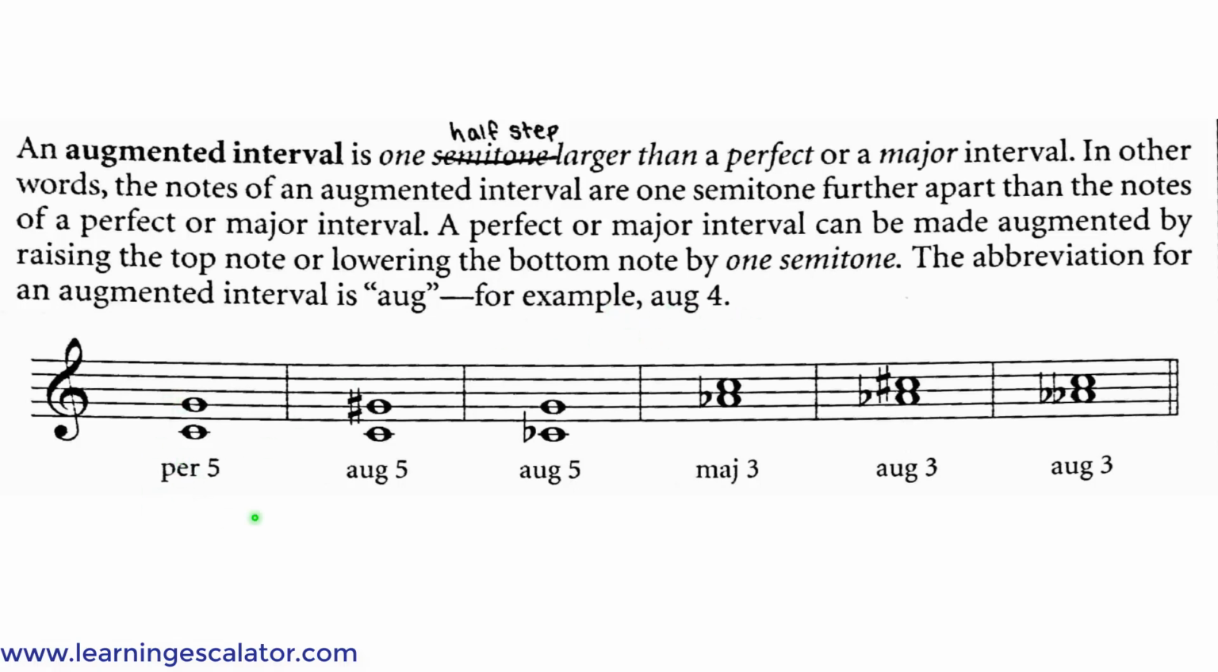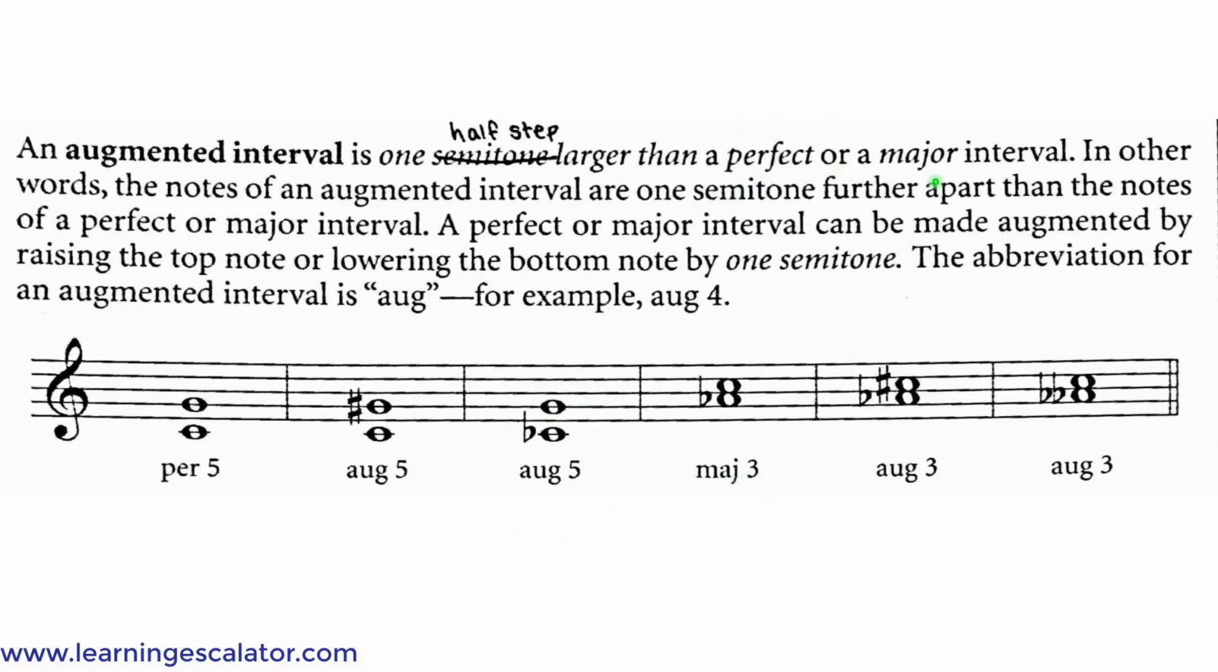So this is a perfect fifth. An augmented fifth, you could raise the G, which is the top note, so it would be C to G sharp. That's an augmented fifth. Or you could lower the bottom note, which is C, so it's C flat to G. That's also an augmented fifth. So that's the perfect part.